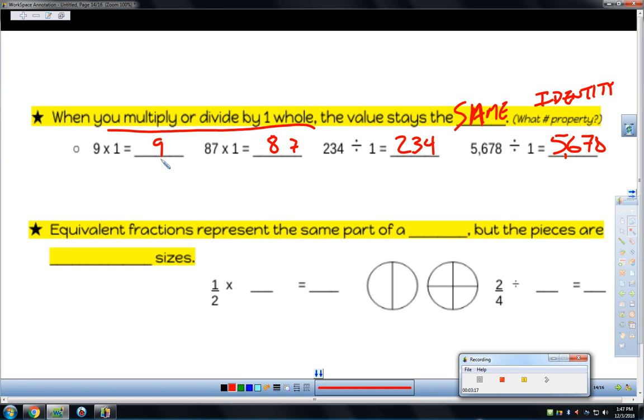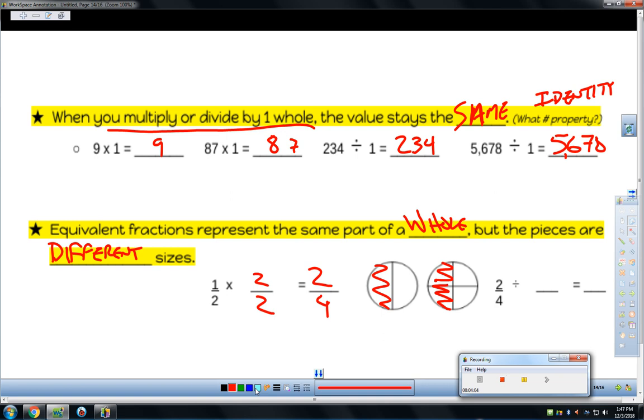Equivalent fractions represent the same part of a whole because they're a fraction, but the pieces are different sizes. Right? In this case, right, I have a pizza cut into 2 slices. I eat 1 of them, that's a half. If I multiply 1/2 by any form of 1, in this case we're going to do 2 over 2. 1 times 2 is 2. 2 times 2 is 4. What I get here is 2/4.